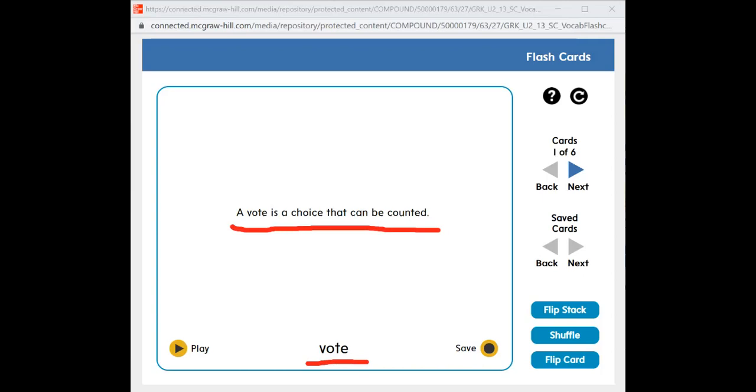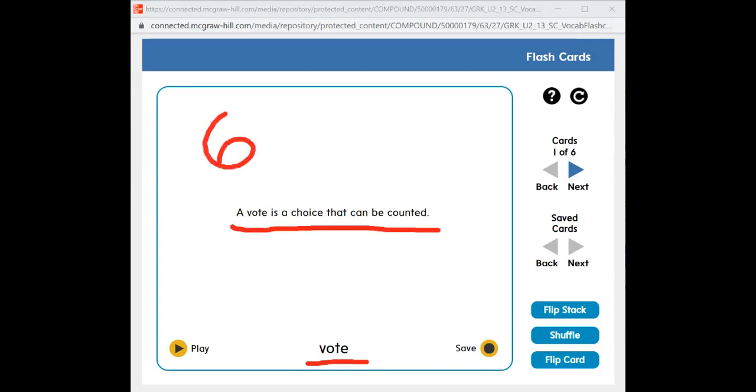So for instance, if we were having a classroom party and we had to decide, are we going to bring chocolate cake or vanilla cake? We would take a vote. So I would say, okay, raise your hand if you vote for chocolate cake. And then I would have a few kids raise their hand. So I would count who's raising their hand. And let's say 6 kids wanted chocolate cake.